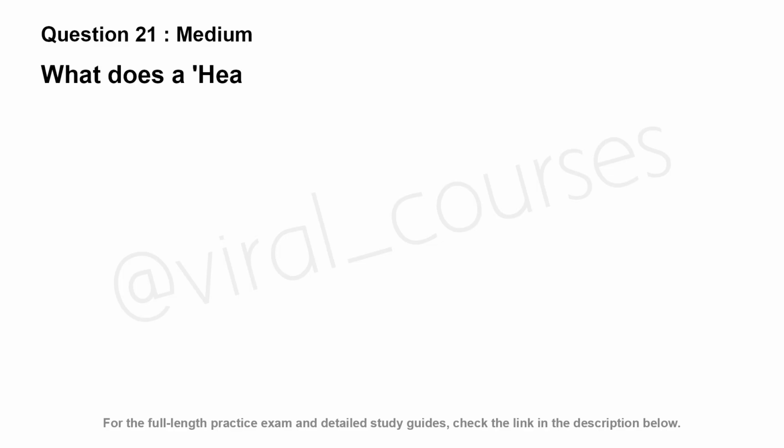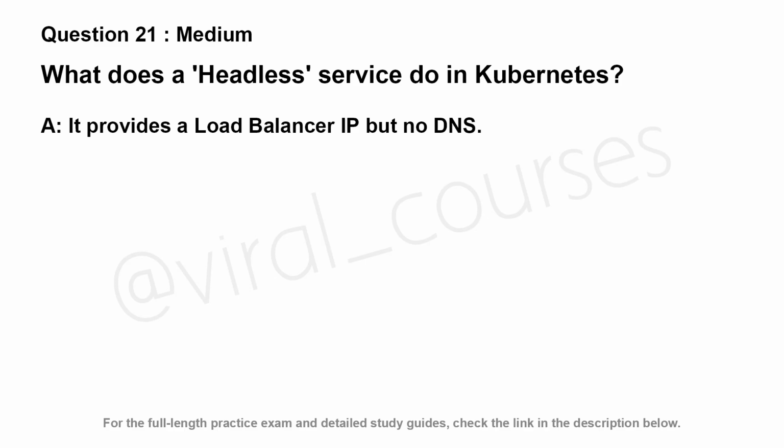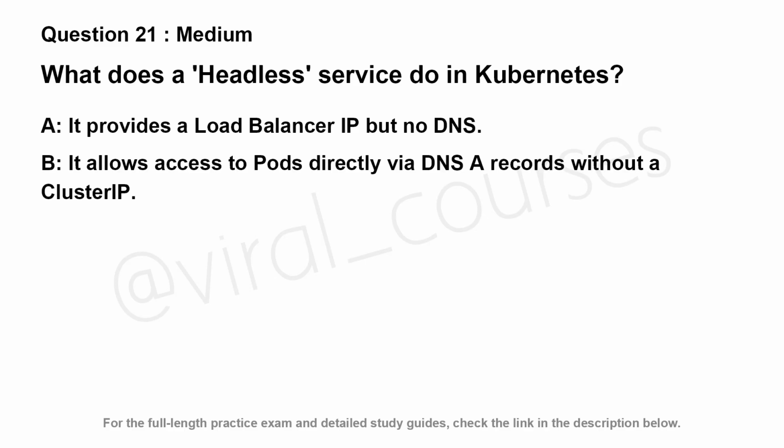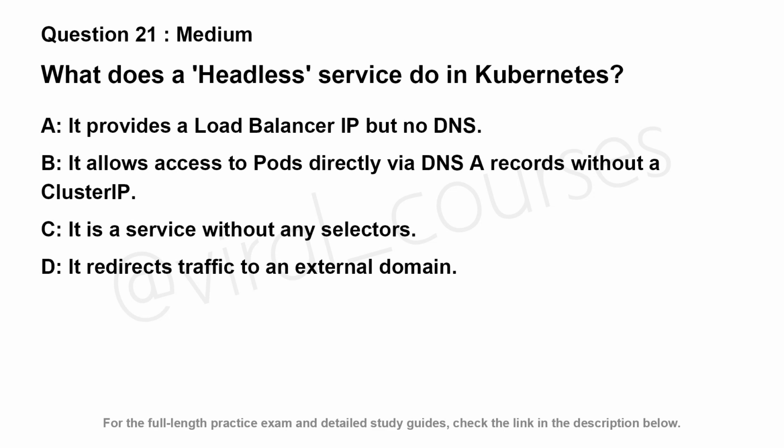What does a headless service do in Kubernetes? Option A. It provides a load balancer IP but no DNS. Option B. It allows access to pods directly via DNS A records without a cluster IP. Option C. It is a service without any selectors. Option D. It redirects traffic to an external domain.